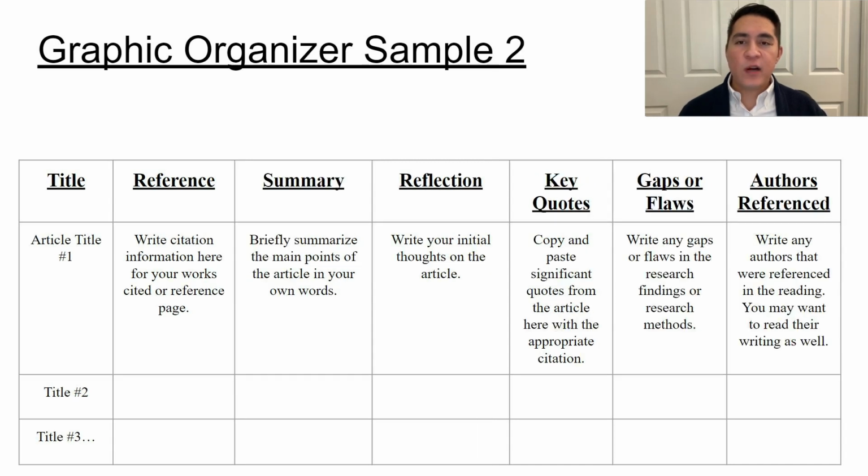Here's another example of a graphic organizer you can fill out while reading. Your graphic organizer format will depend on what you want to track across different articles. The graphic organizer tracks things like key quotes, gaps in the research, and authors referenced in each article. Your columns may include things not mentioned in my examples, like overarching themes or keywords.